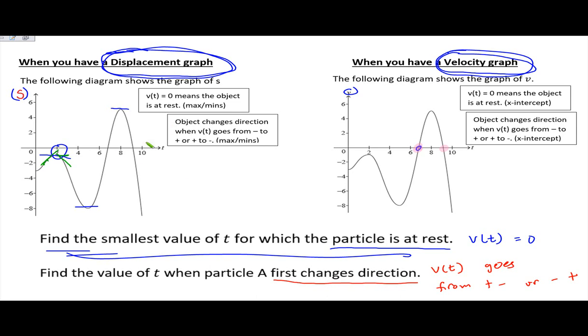So you notice on the graph on the left, the displacement graph, the particle changes direction when velocity changes, which is going to be at the maximums and the minimums. But on the graph on the right, if this is the velocity graph, it changes at the x-intercepts. So it's very important to understand which graph you're working with, displacement or velocity, and depending on the question, what am I supposed to look for on the graph? Sometimes I'm looking for maximums and minimums, sometimes I'm looking for x-intercepts, and so on.